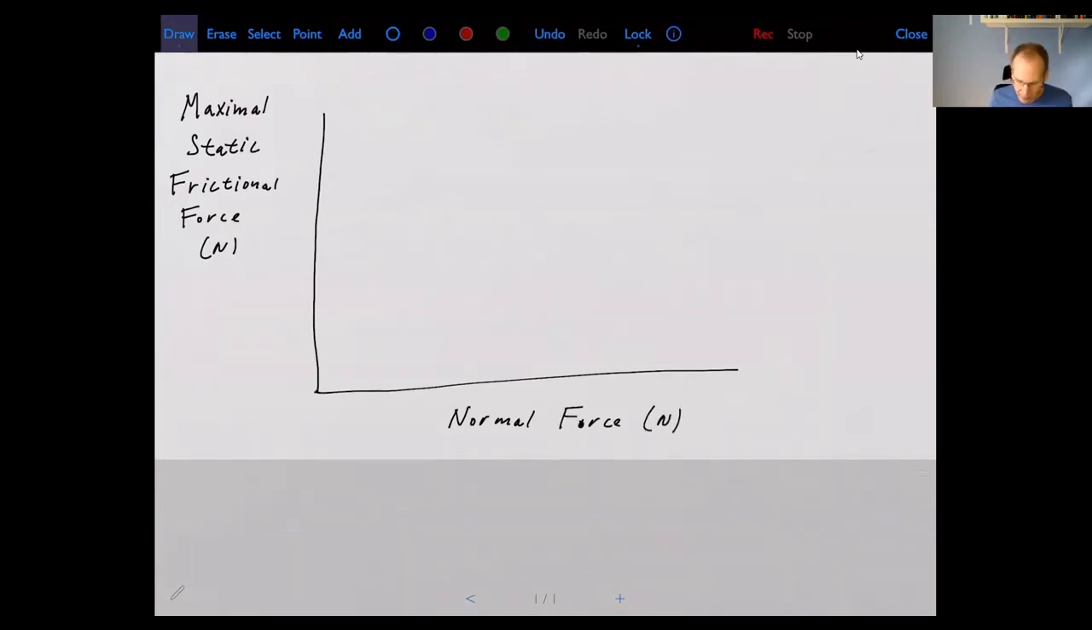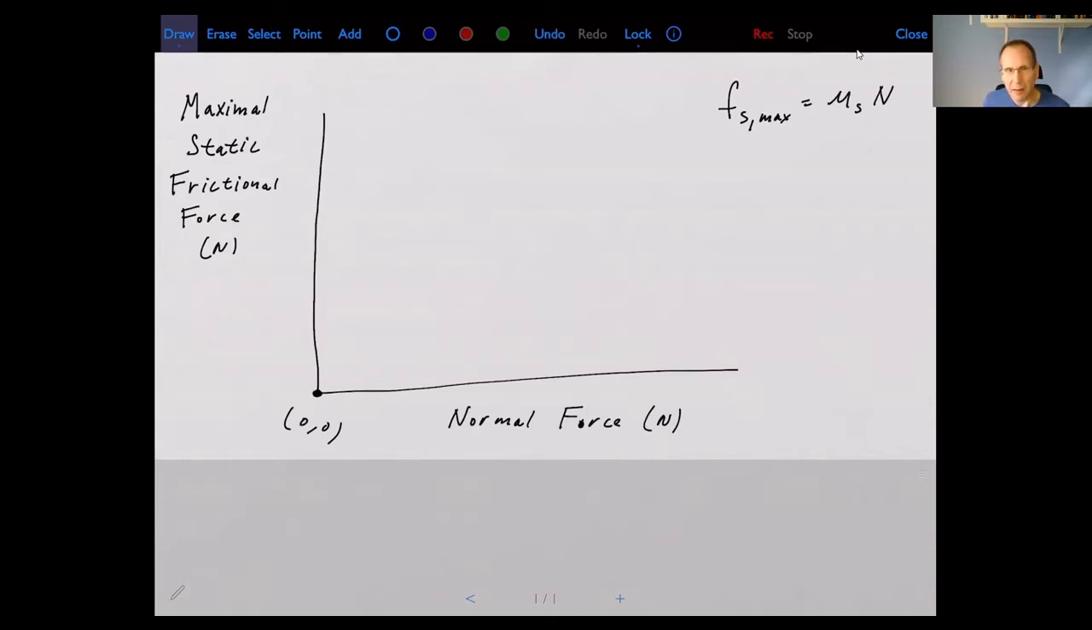It makes sense to include 0, 0, so you should also include 0, 0 as one of your data points. And then the question is, what is this graph going to look like? Well, remember the equation for Fs max, the maximal static frictional force, it's equal to μs times the normal force.